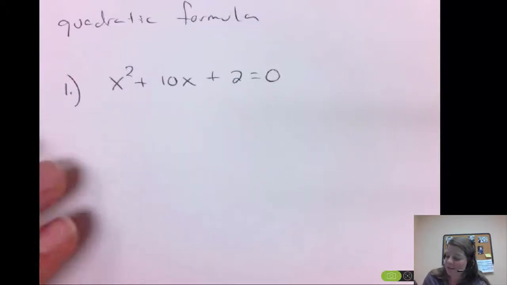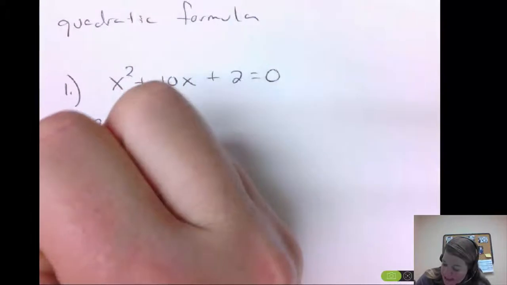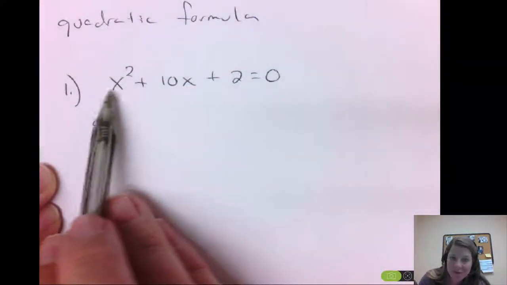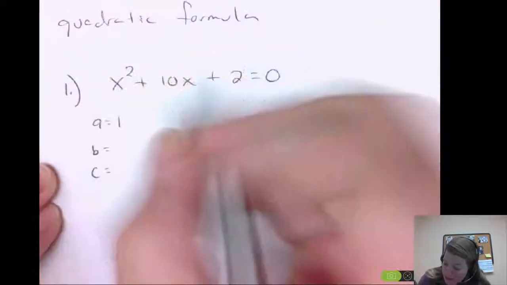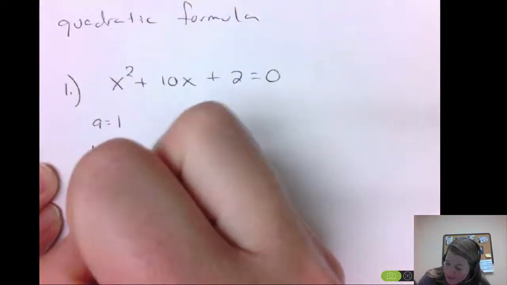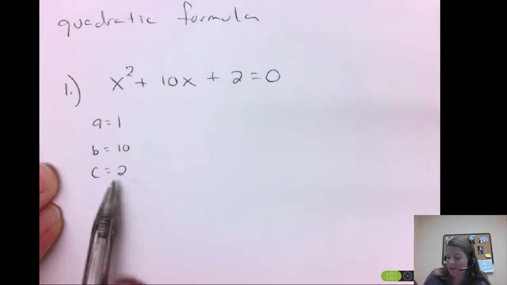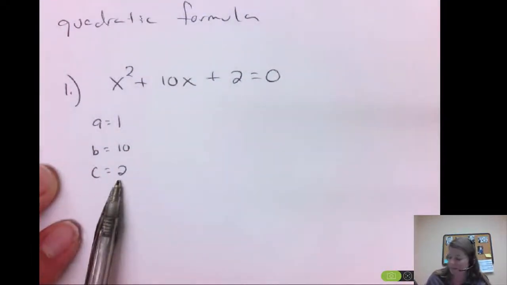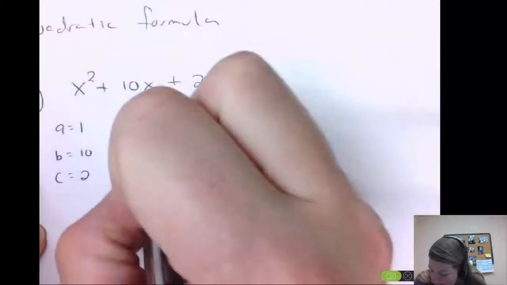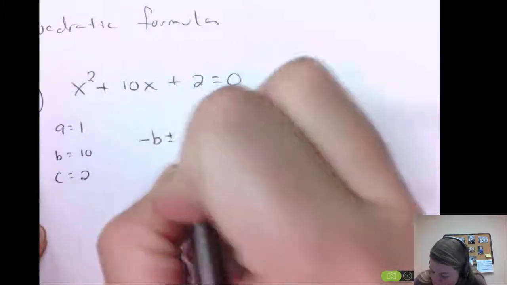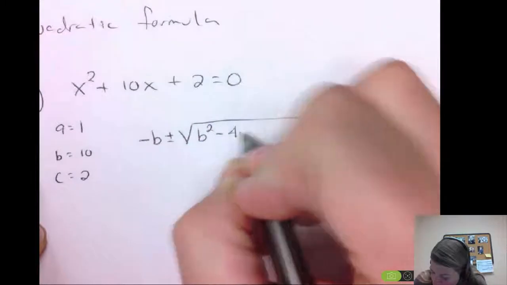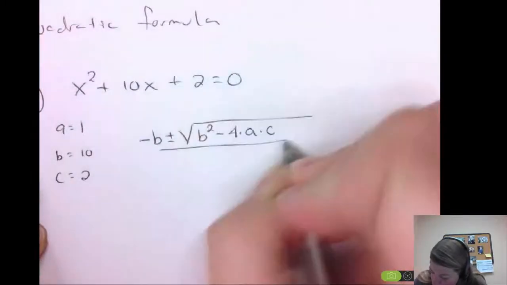So let's look at what we do. We find a, b, and c. A is just the number in front of x squared, which we assume is a 1. B is the number 10, and the number by itself is 2. If this would have been like minus 2, you would have had a negative with the 2. These ones were all positive. Okay, then from here, my formula says negative b plus or minus the square root of b squared minus 4 times a times c all over 2a.